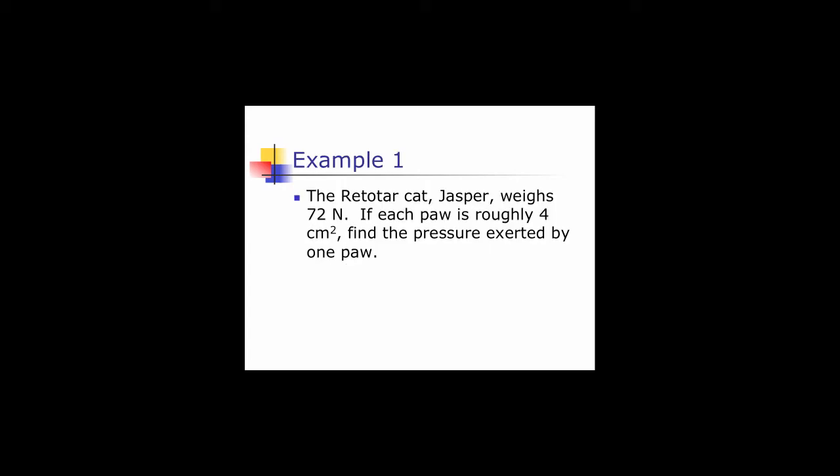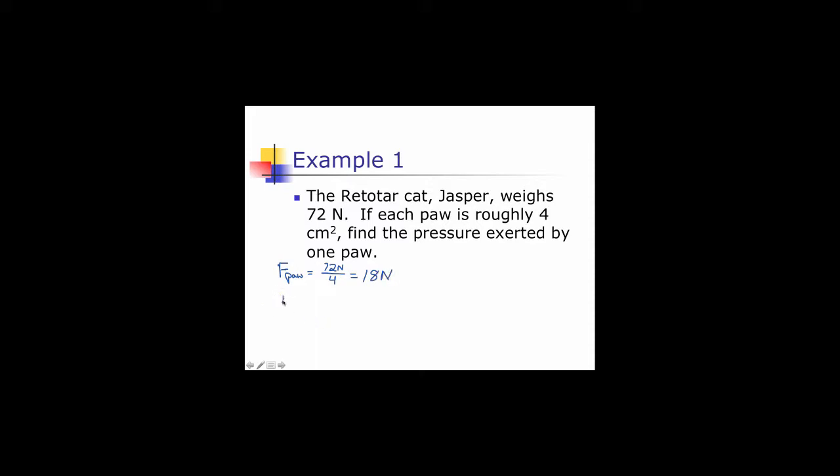Here's the first example. This says the red tar cat Jasper weighs 72 newtons. If each paw is roughly 4 square centimeters, find the pressure exerted by one paw. Okay, in order to do this, I have 4 paws, so the force exerted by a single paw would be 1/4 of the overall weight of Jasper. Of course, that's assuming it's equally distributed. That would be 18 newtons per paw.